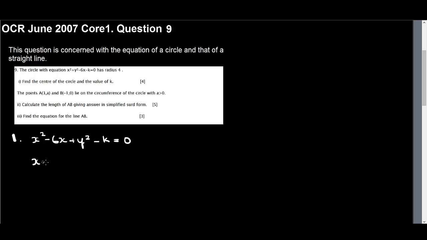What we need to do with that is put it in a form that we can recognise to give us the centre of the circle. So we'll complete the square for the x squared minus 6x. We'll get x minus 3 all squared minus 9. We've completed the square there. Add the y squared minus k and equate that to 0. Now we can see by inspection that the centre of the circle is going to come from that expression there. x equals 3 and y equals 0, because we've got no term to add to the y squared. That gives us 9 plus k.